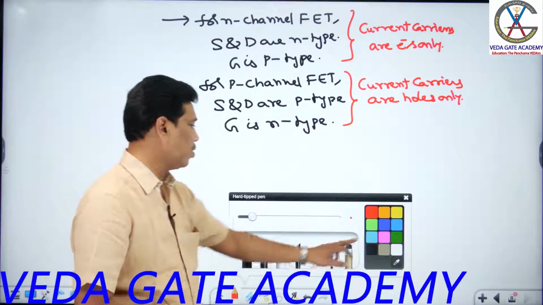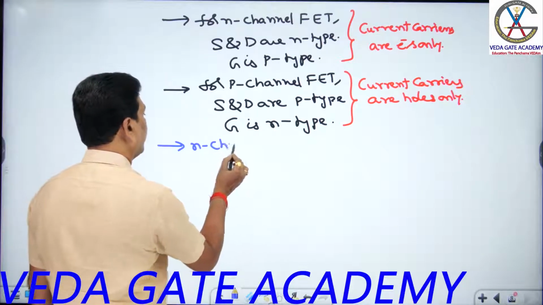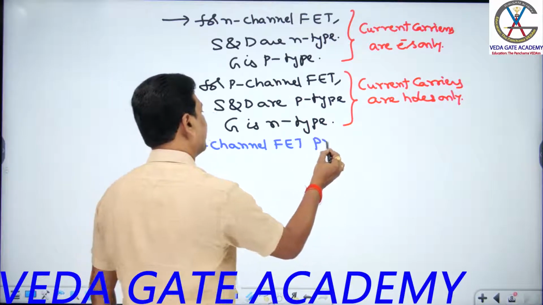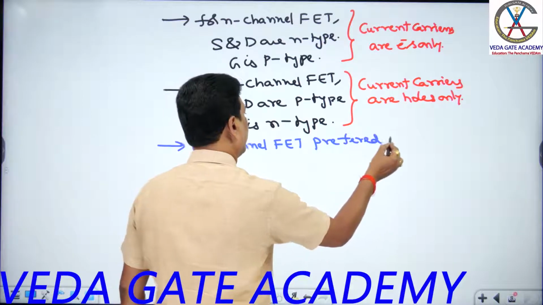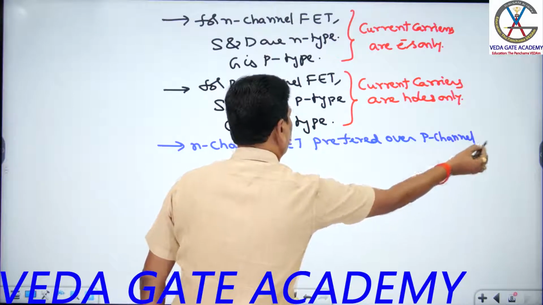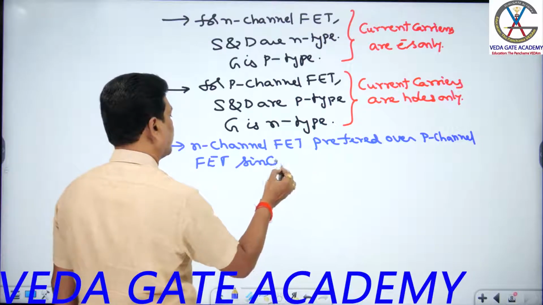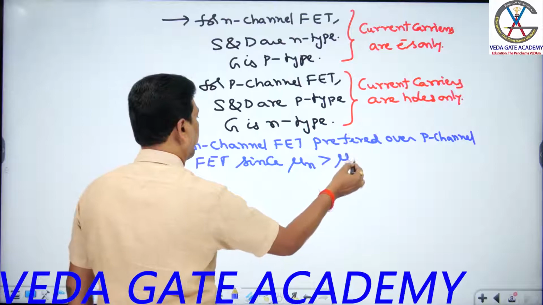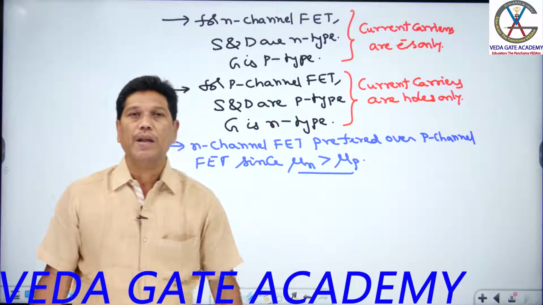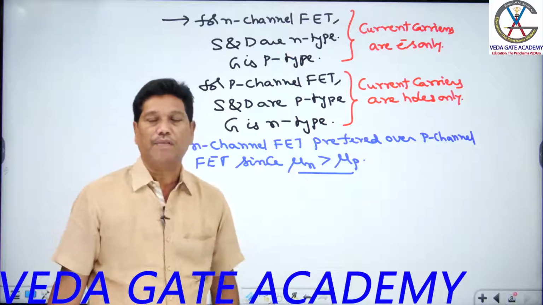Okay, so which is mostly preferred there? N channel FET is mostly preferred over P channel FET. The main reason is this: the mobility of electrons is greater than the mobility of holes. So what are the reasons, students? The mobility of electrons is greater than the mobility of holes, so N channel FET is mostly preferred as compared to P channel FET.